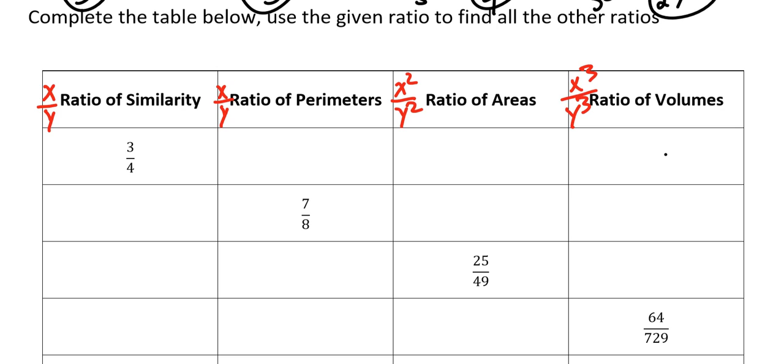Okay, so for the first example of the table, the ratio of similarity is 3/4. So similarity and perimeter are the same, so this would also be 3/4 for the perimeter. The areas would be 3 squared over 4 squared. 3 squared is 9, and 4 squared is 16. Volumes, we would cube both of those terms, so it'll be 3 cubed. 3 cubed is 27.